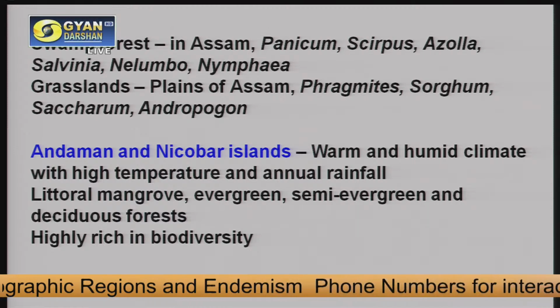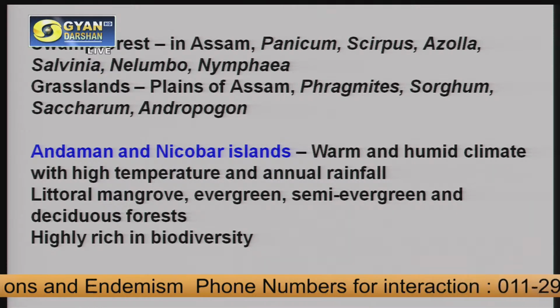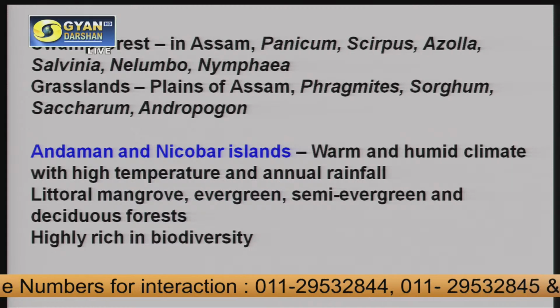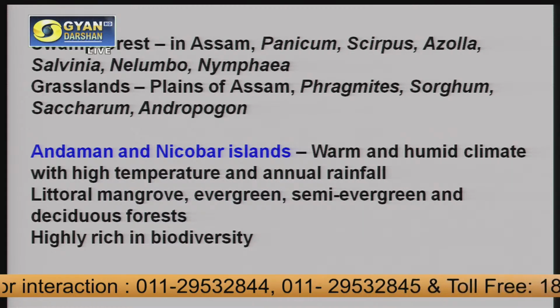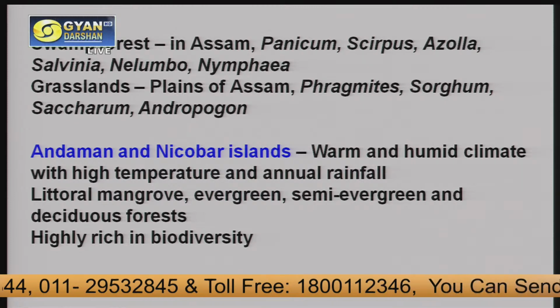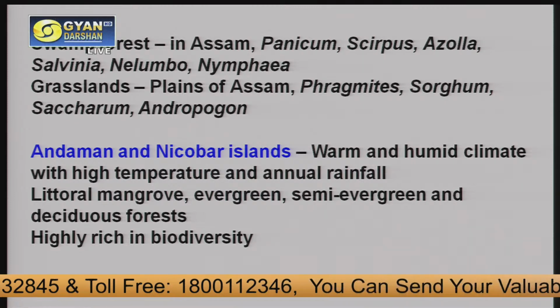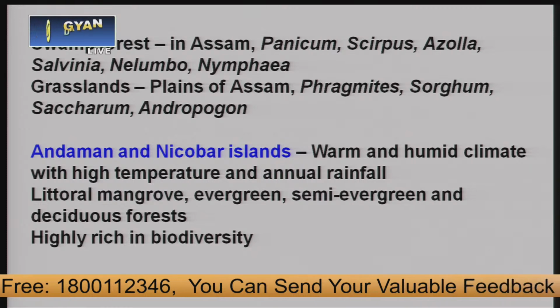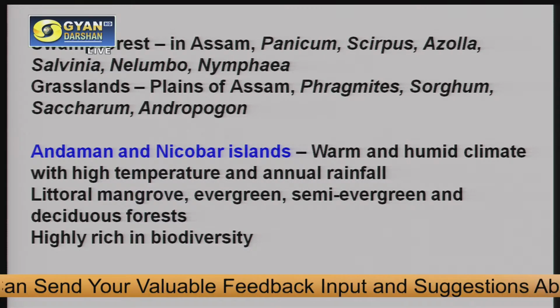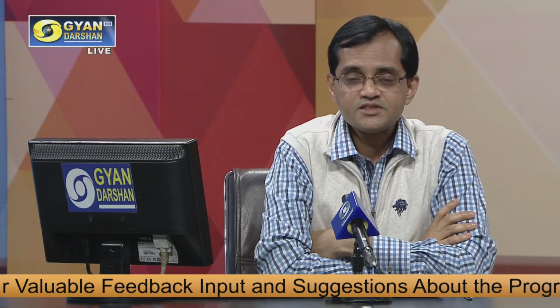And finally you go to the Andaman and Nicobar Islands, which again has a warm and humid climate with high temperature and annual rainfall. It consists of littoral mangrove, evergreen, semi-evergreen and deciduous forests, and this is very, very rich in biodiversity. So that is all about the 9 phytogeographic regions in India.